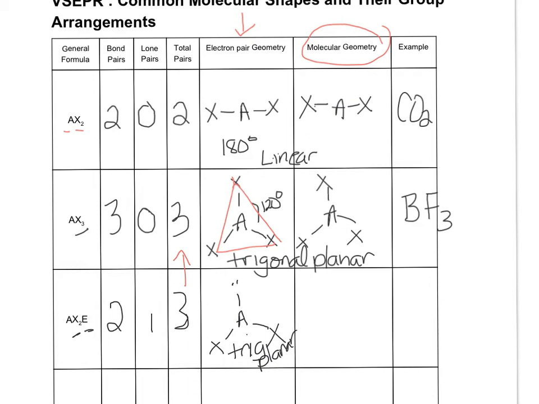However, for our molecular geometry, we only show the X's. You'll notice you keep the same shape where your X's are. So this no longer forms a triangle like this one did. Instead, it forms a V or a bent shape. So this is either V-shaped or bent. Normally we call it bent. An example of this is sulfur dioxide.